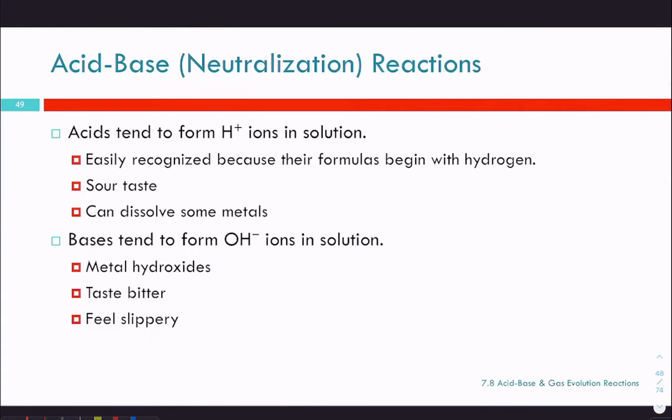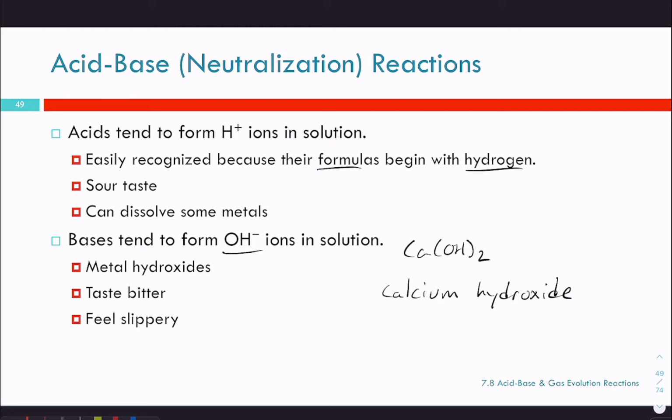We'll learn more about definitions of acids and bases later. For now, the simple definition is that, as we learned in nomenclature also, acids have H+. Their formulas begin with hydrogen. They also have a sour taste and can dissolve some metals. Bases, on the other hand, have hydroxide ions. I don't think we really talked about bases at all yet. They don't really have special naming schemes. It's just, for example, calcium hydroxide is just calcium hydroxide.